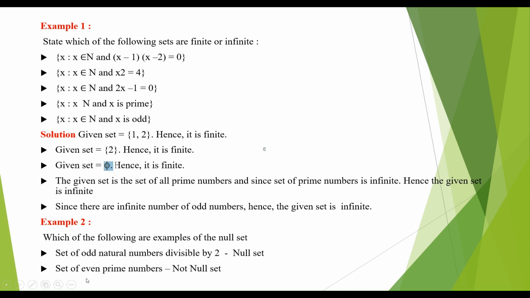Now next, the set of even prime numbers. What are the even prime numbers? The only even prime number is 2. They are telling us the set of even prime numbers, and we have one number, that is 2. So that is not a null set. There should be 0 elements in the set, then only do we call it a null set. We have one number, that is 2, so it is not a null set. I hope you have understood the finite and infinite sets and the null set.